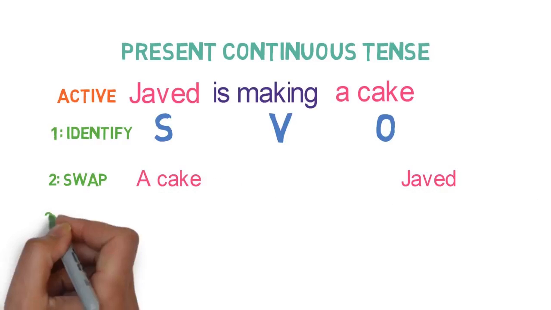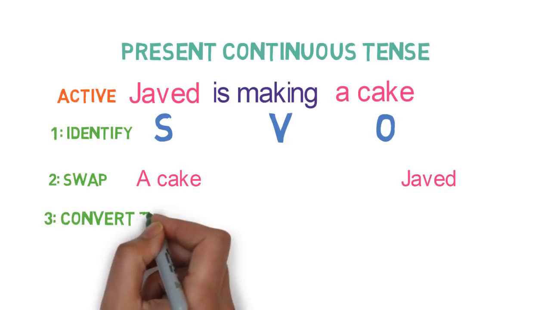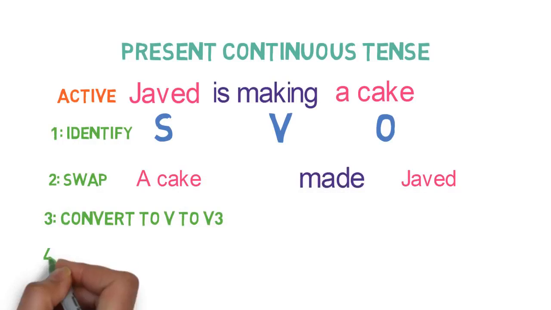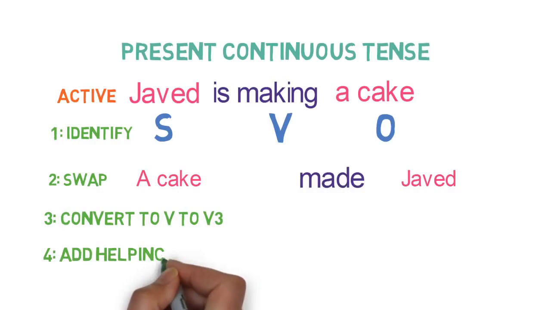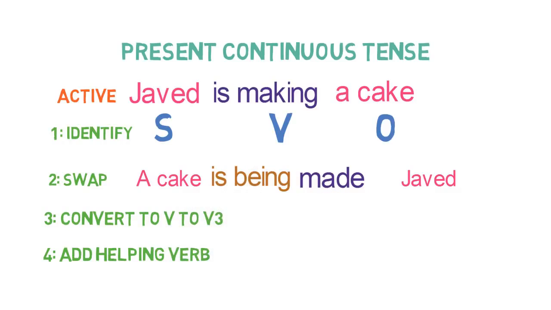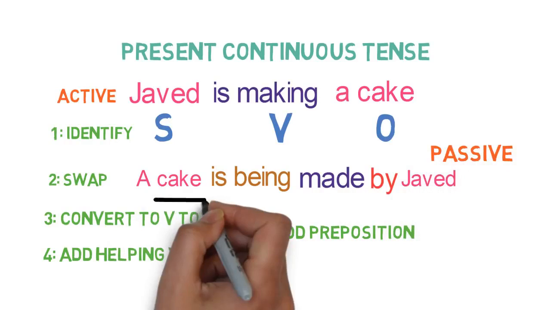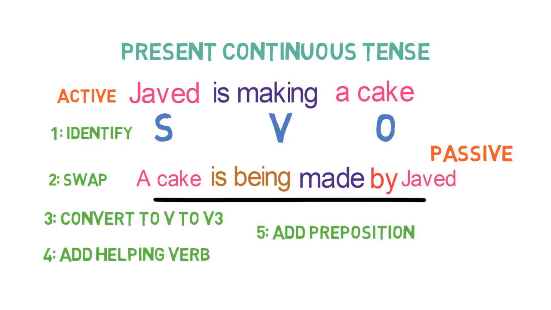After that, in step 3, we need to convert the verb to its third form. So it will be made. Now moving to step 4, we need to add a helping verb of to be. In present continuous, we add here is being. Lastly, to make the sentence complete, we attach by before the subject. The final passive voice sentence is a cake is being made by Javed.